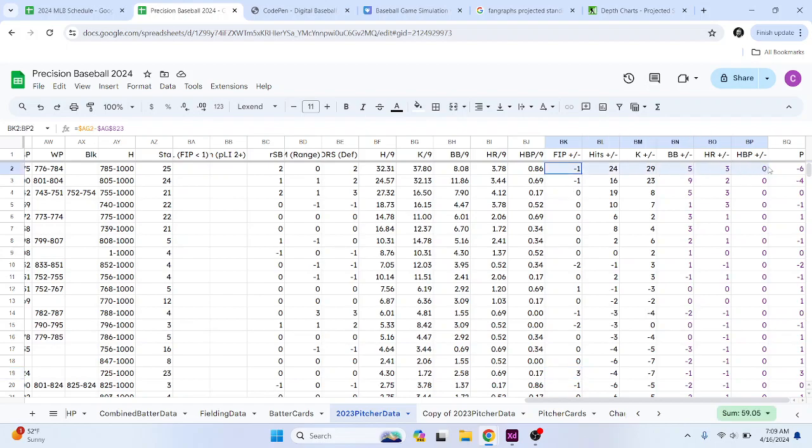So we have our FIP, we have our hits, we have our Ks. If you get more Ks, that should be good for you. If you have fewer walks than the average, that should also count. Just like the strikeouts, fewer strikeouts for a batter should be good for the batter, fewer walks should be good for the pitcher. Okay, fewer home runs should be good for the pitcher. I don't know if I calculated that in, but I think I did. So he's got more walks above the average. He's got more home runs above the average.